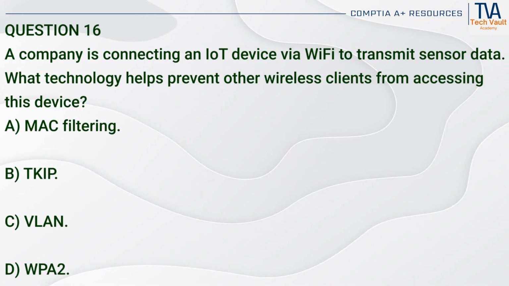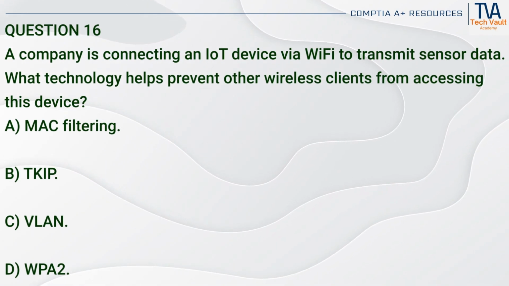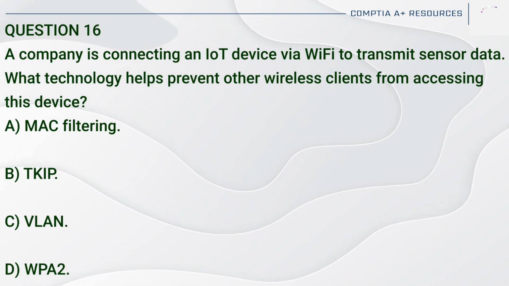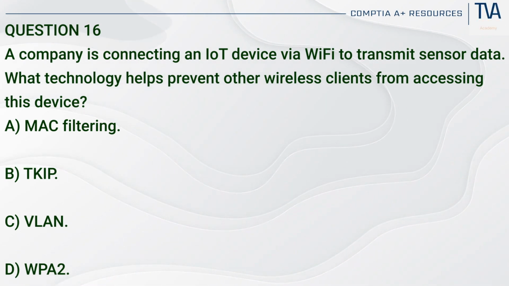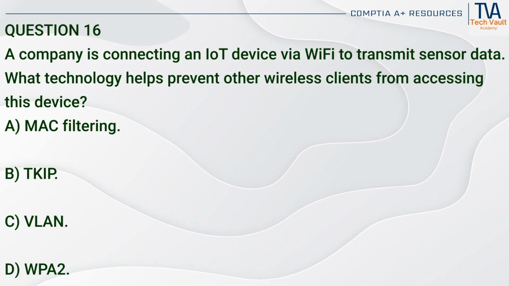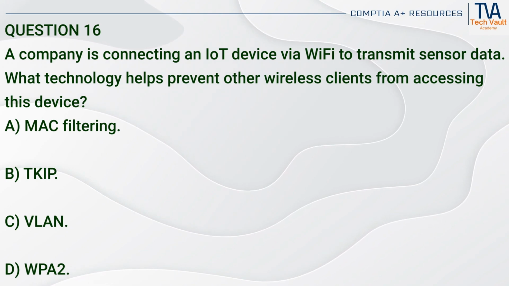Question 16. A company is connecting an IoT device via Wi-Fi to transmit sensor data. What technology helps prevent other wireless clients from accessing this device? A, MAC filtering, B, TKIP, C, VLAN, D, WPA2.